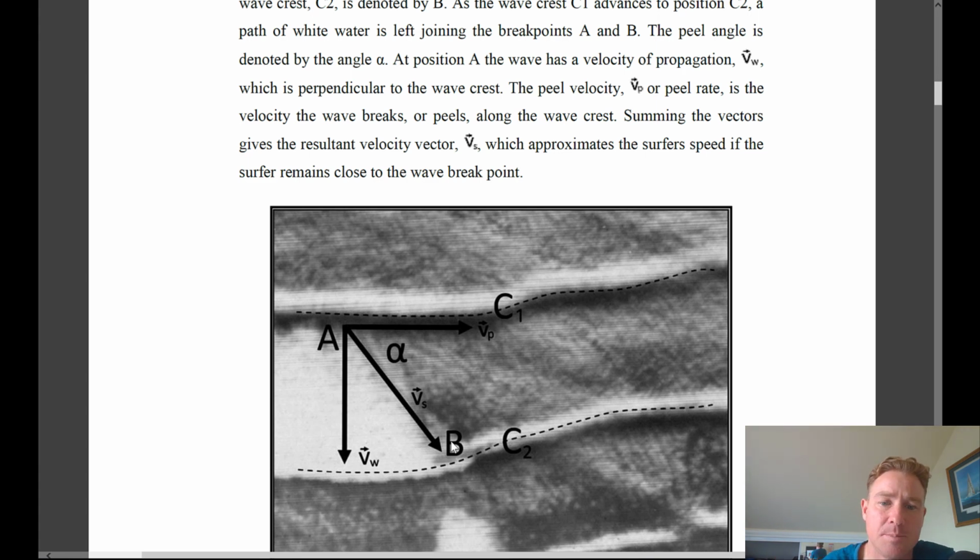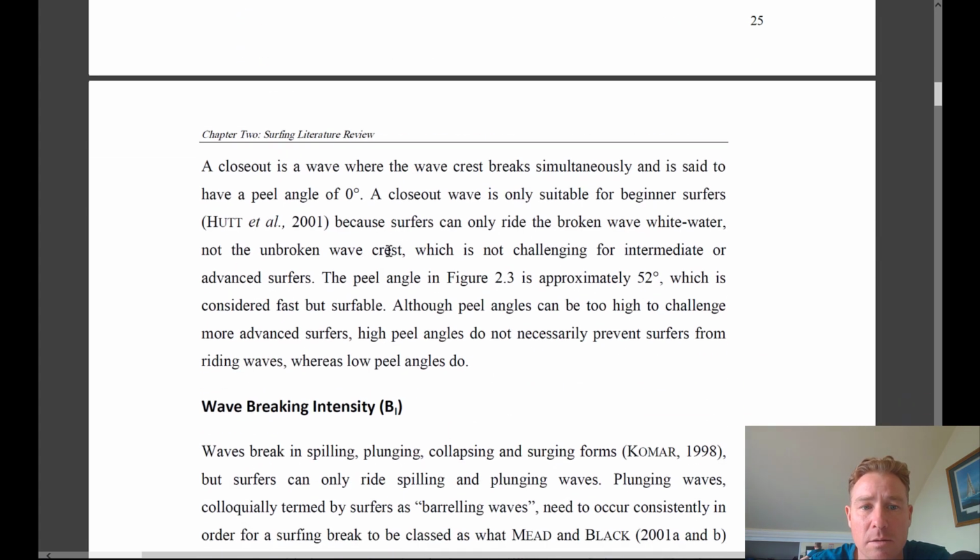But this is a little bit deeper of a conversation around peel angle, and we're going to talk about it a little bit later, how it relates to breaking intensity or wave vortex, in terms of wave catching and positioning. This plays a huge role in positioning. Where do you line up along this wave's crest, and it has a huge impact on what I call timing, which is how far out from the beach you need to set up in order to catch the wave. So that is peel angle.